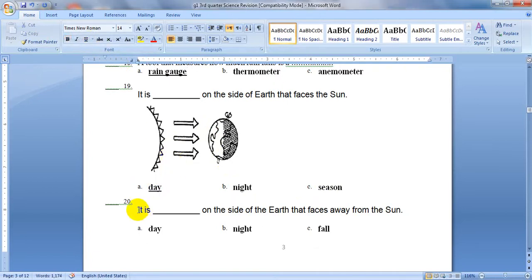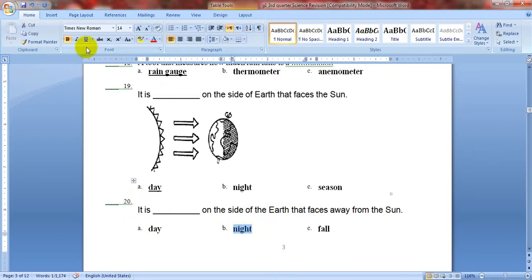The next question, number 20. It is the side of the Earth that faces away from the sun. It's away from the sun. It doesn't have sunlight. So, is it day, night, or fall? The side of Earth that is away from the sun will be, yes, it will be night time.